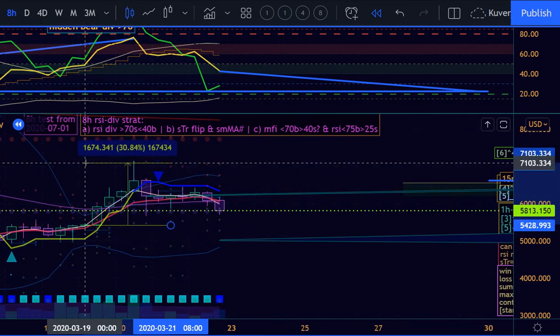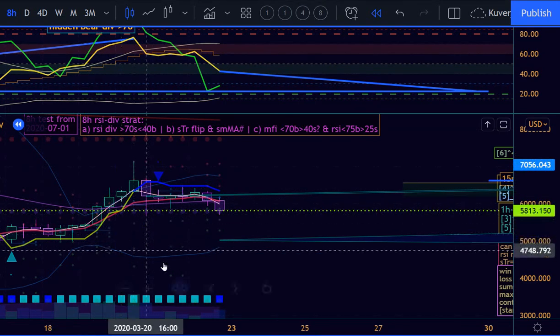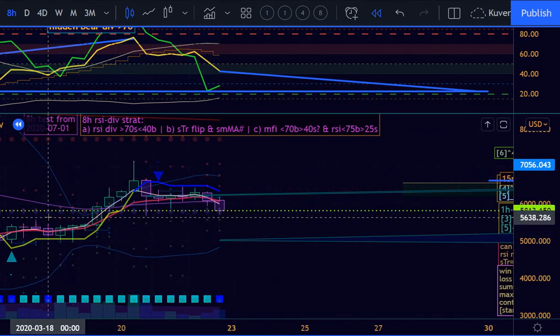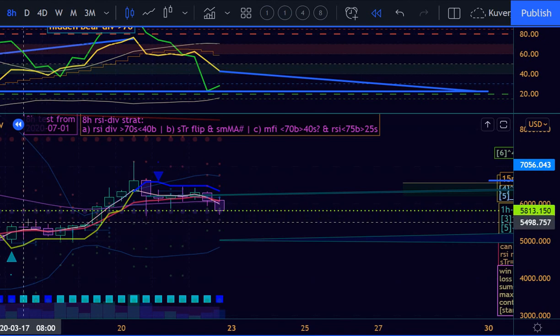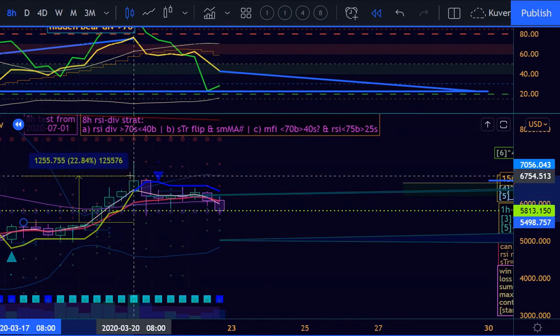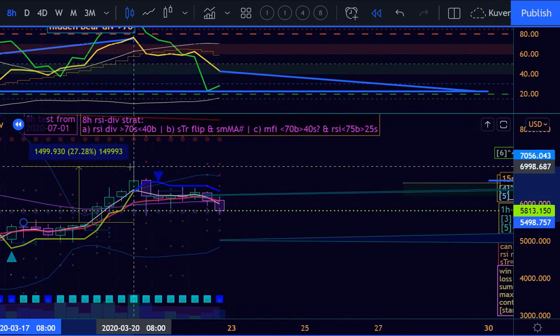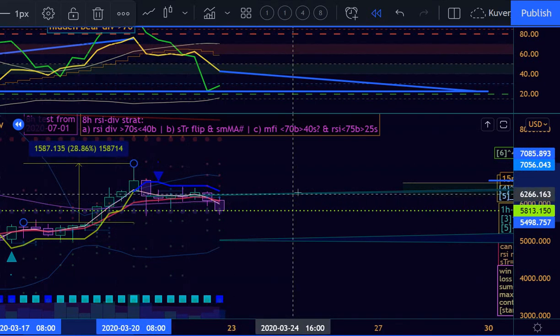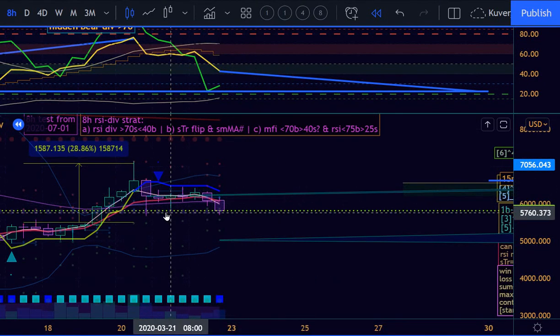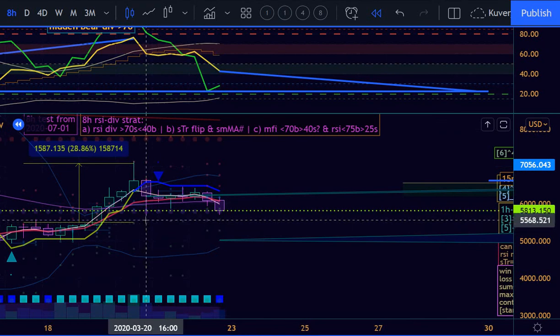Wow, it looks less, but it's actually a lot. So yeah, I don't know why this is sometimes happening. So we enter actually here at the break of this candle. And so the top was like 26%, which is quite okay. So yeah, we could put the stop into profit somewhere.